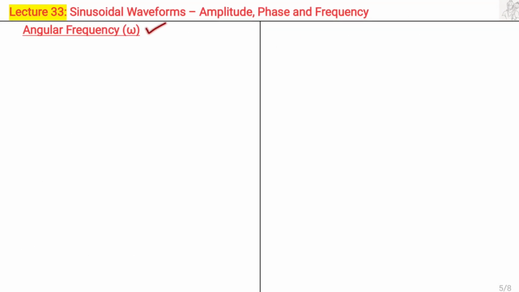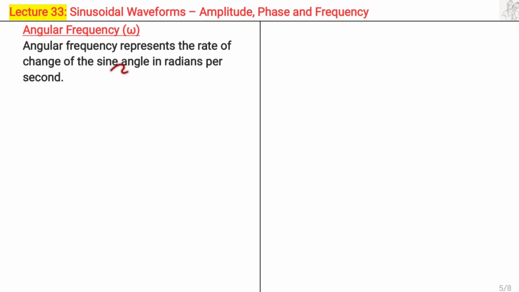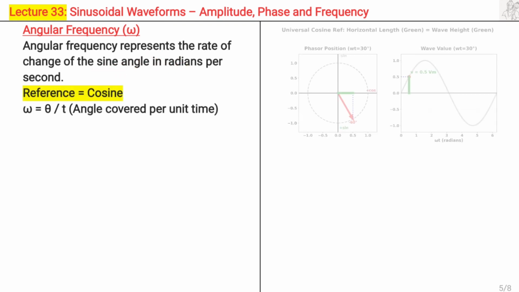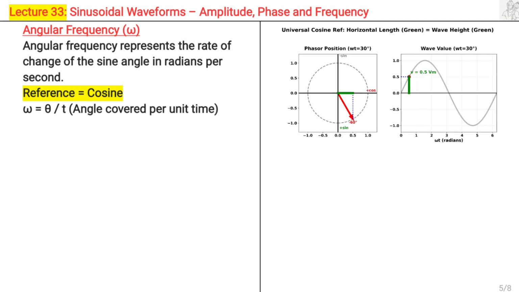Let's understand angular frequency omega. Angular frequency is simply the rate of change of the sine angle in radians per second. If we are taking cosine reference for phasor representation, we can represent this sine wave with the help of this phasor, which starts from this point. Once the sine wave completes its cycle, the rotating vector will also complete one complete cycle and come back to the original position. The velocity at which this vector is rotating is known as angular velocity or angular frequency.